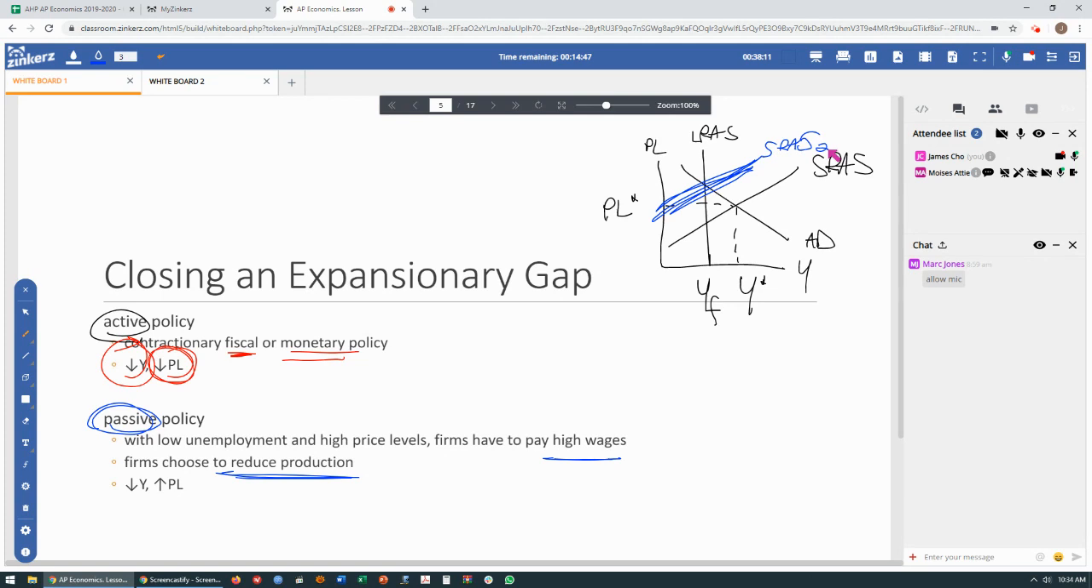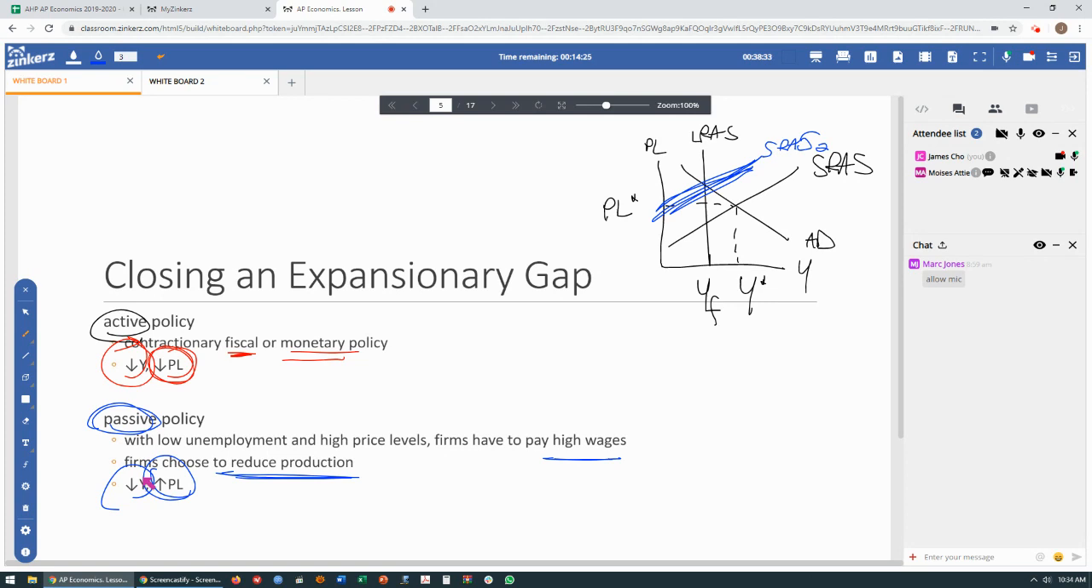But what happened to my price level? Price level will increase. What happened to my GDP? Decrease.